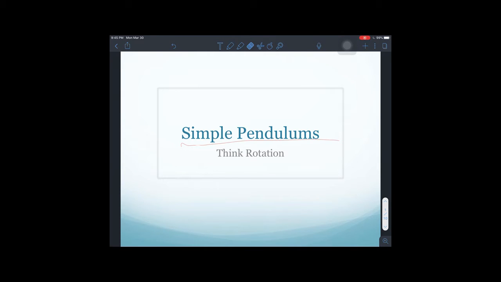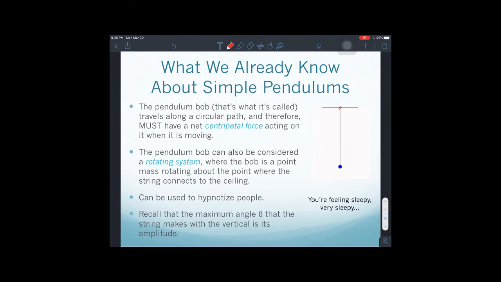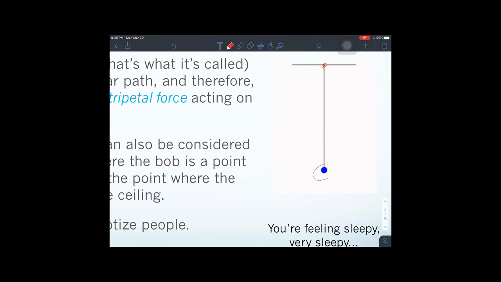Hello and welcome. Today we'll be covering simple pendulums. A few things we already know about pendulums. This mass at the bottom is called a bob.